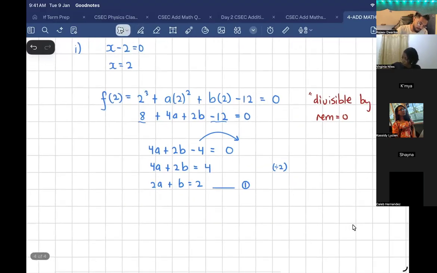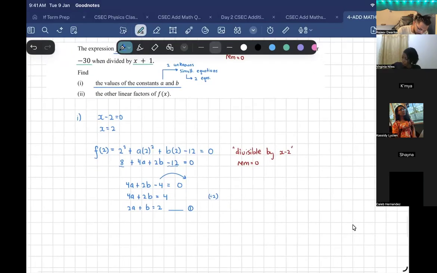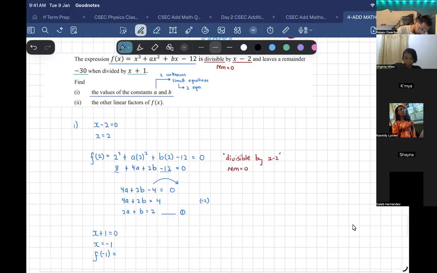Yes, sir. All right, let's do the other one real fast. So that is x plus 1 is equal to 0, so that'll be f of minus 1. So that'll be minus 1 cubed.